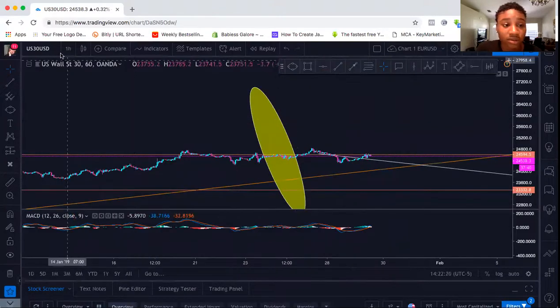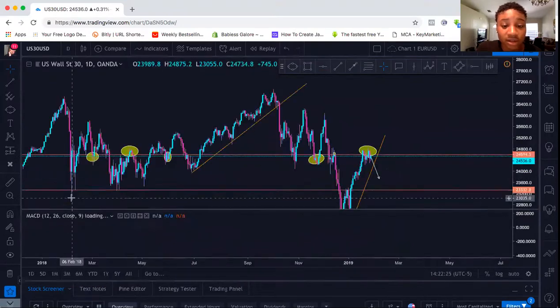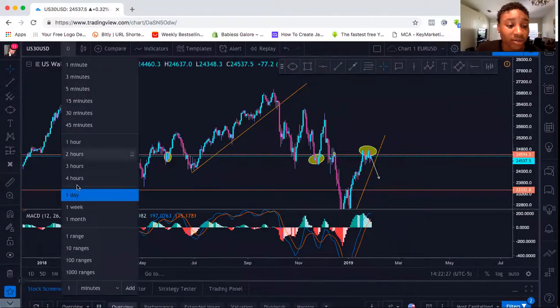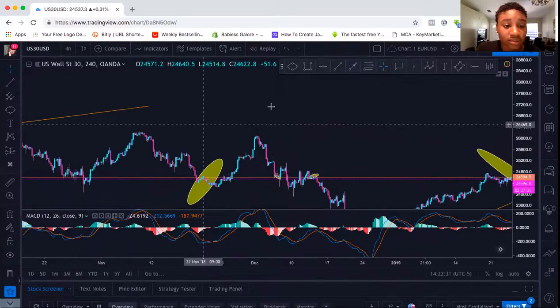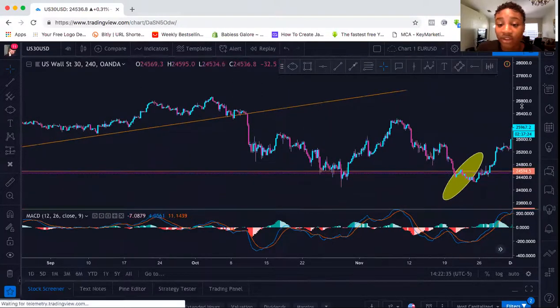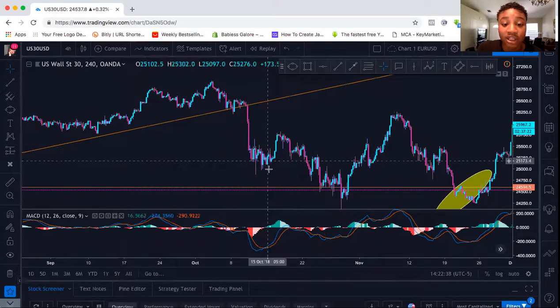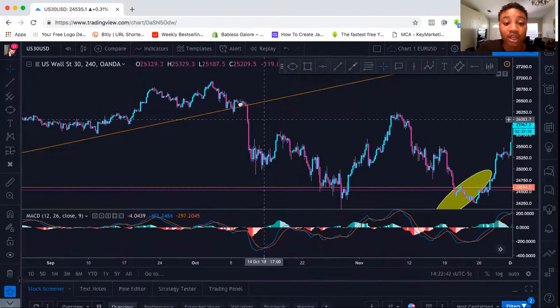Oops, darn it. What was I on, the daily? Okay, let me just go to the 4 hour then. Okay, cool. So you see why I said you would have missed that? Because on the daily, it was literally just one solid candle. On the 4 hour, it's 2 candles.